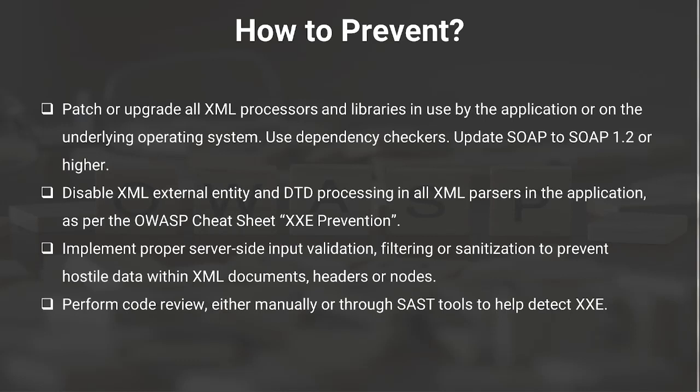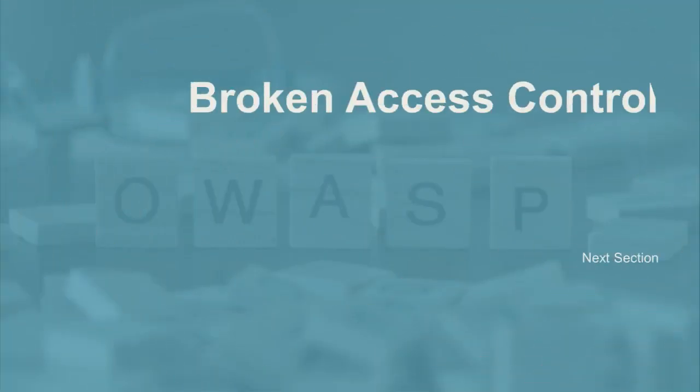Check the OWASP cheat sheet on XXE prevention to get more details on how to do it for several programming languages and frameworks. Proper server-side input validation, filtering, and sanitization are mandatory to prevent hostile data from being included in XML documents, headers, or other integrated systems. In our next session, we will discuss broken access control flaws. Until then, take your time to carefully read the XML external entity section of OWASP Top 10.